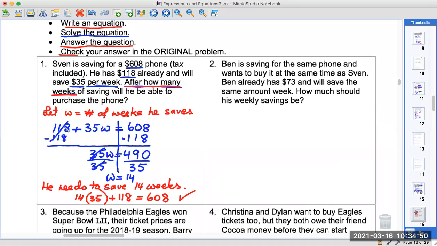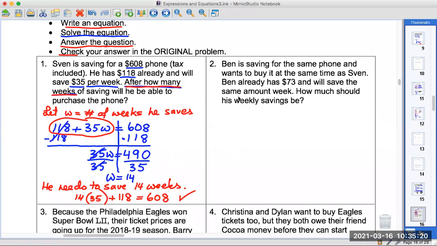If you're like, well, why would she start with 14? I used this, but I flipped it. It's okay. Adding means when you add something, you can flip it. So I multiply this first. You could still do it this way: 118 plus 35 times 14, and it should also give you $608. The key is he needs to save for 14 weeks for his phone.